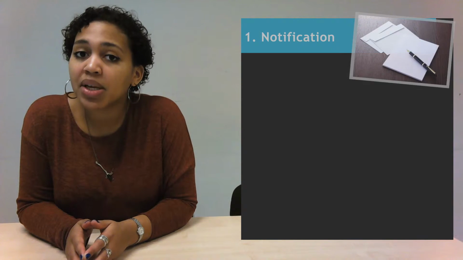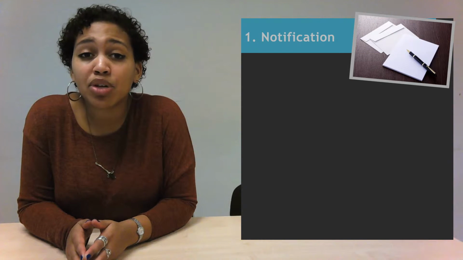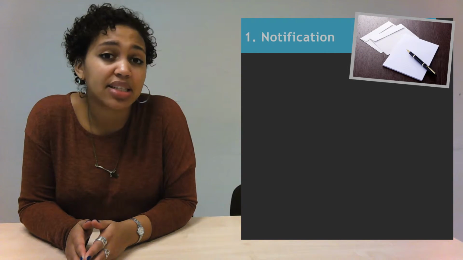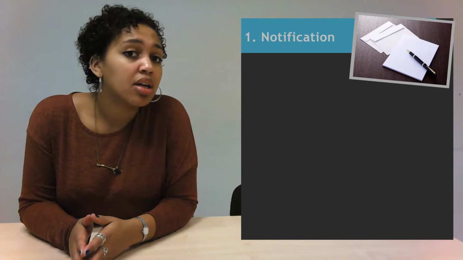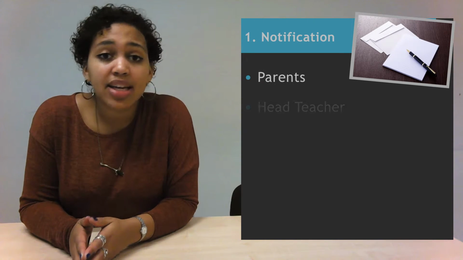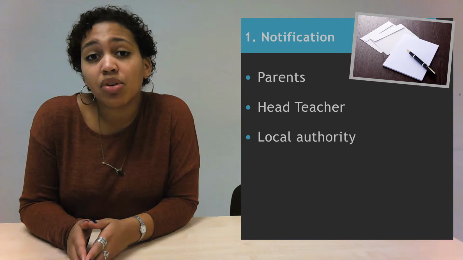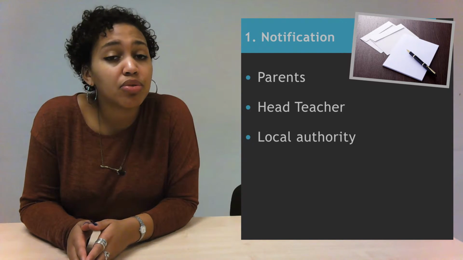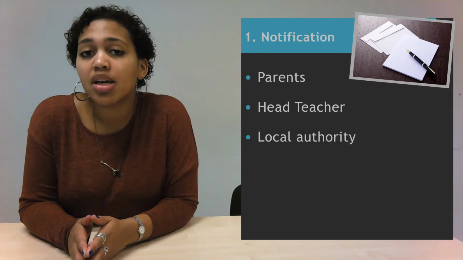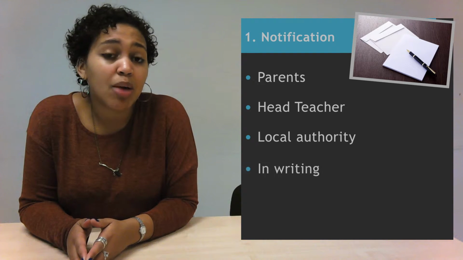There are a number of things that have to happen after the governing body has made its decision. The first is notification. Whether or not the exclusion has been upheld, the governing body must notify certain people of their decision. These people are the parents, the head teacher, and the local authority. If the child lives in a different local authority to that of the school, both authorities must be notified. The notification must be in writing and without delay.